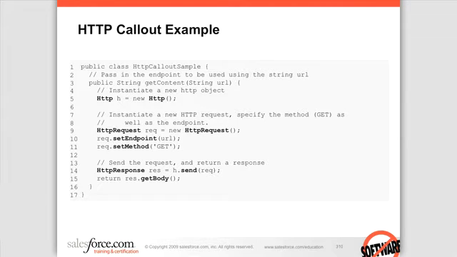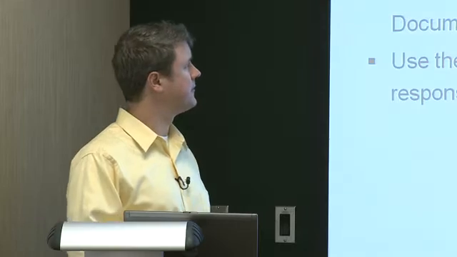We'll come back to that in a second, but here's some sample code where we instantiated a new object based on the HTTP class. We created our HTTP request. We populated it with some of the criteria that make this specific request unique, like for instance, what's the URL, what's the method that we're using. Then we call the send method associated with our HTTP object, and ultimately we get back an HTTP response from doing that callout.